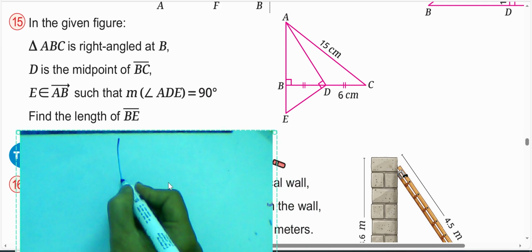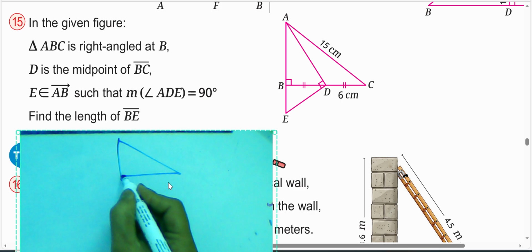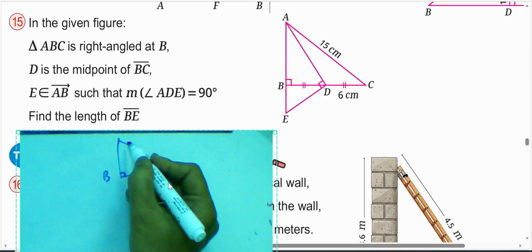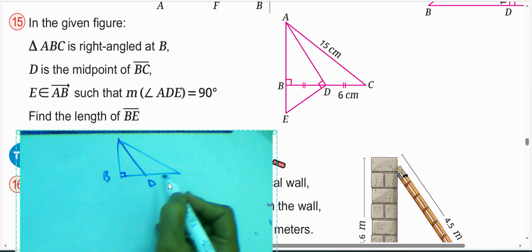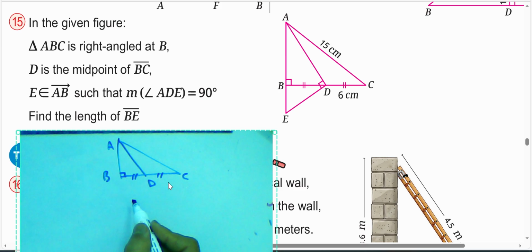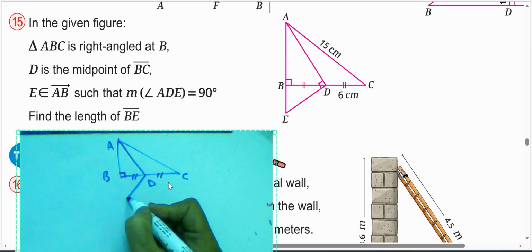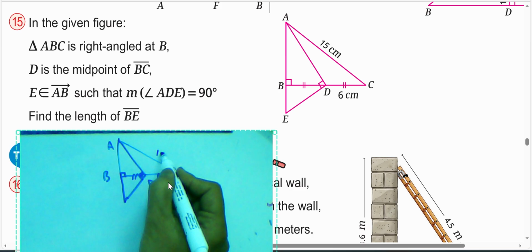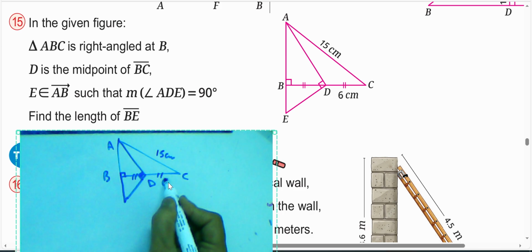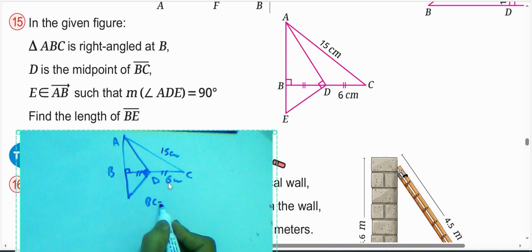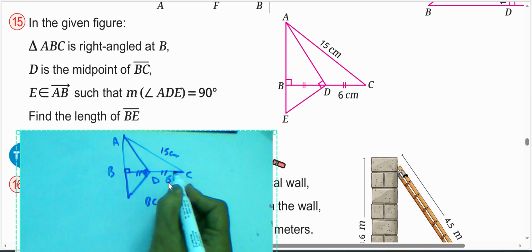First we have this triangle here was right angle at B, and here D and C and A, they are equivalent here. We will draw like this line segment perpendicular. First step, we have 15 centimeter and this 6 centimeter, this 6 centimeter equivalent. Then BC will be 12 centimeter, this line segment 12.